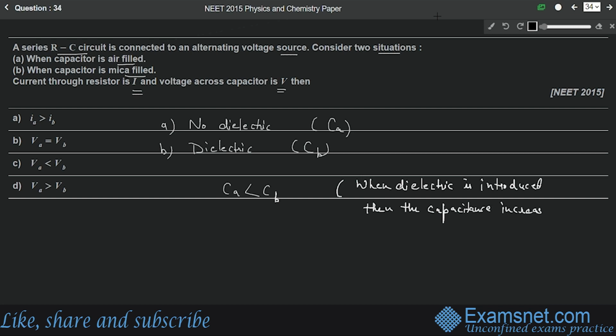Therefore, Cb will be more than Ca. And we know that capacitance is equal to charge by voltage or potential. So C is inversely proportional to V, right? That means since Ca is less than Cb, Va will be more than Vb, because C and V are inversely proportional. So let's choose the correct option. Option number D, Va more than Vb, will be the correct answer.